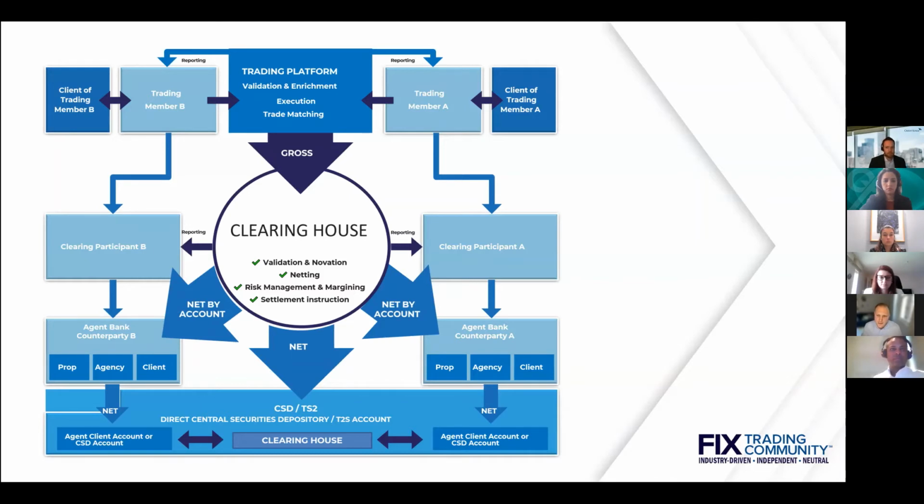If you're anything like me and prefer pictures over writing, then this slide here basically annotates what I said nicely. So top layer, at trading platform level, you've got your validation, execution, and trade matching. Gross trades flow down to the clearinghouse for novation, netting, margining, and settlement instructions, which ultimately flow in a netted shape out to the CSD on an end of day basis.